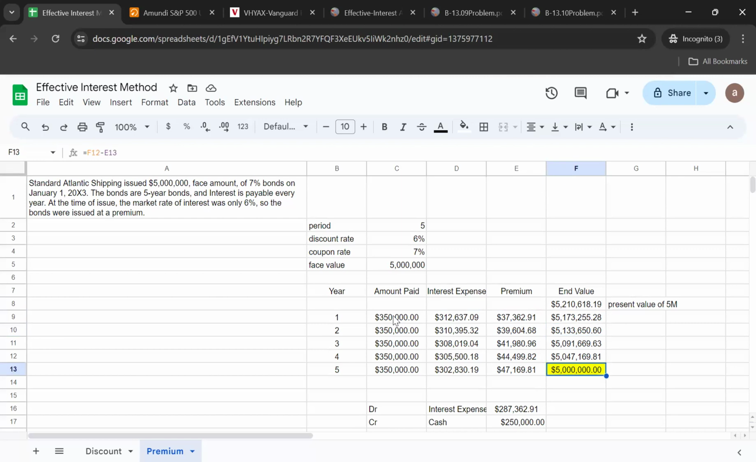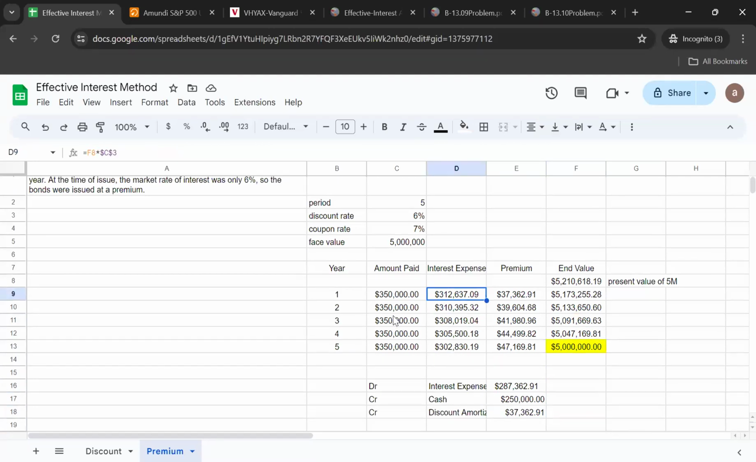All right. So at the year end, at the maturity date, the company will still pay 5 million. It's not going to pay more. It's just that it's worth more today, right? Because of the difference in interest rates, the difference in discount rate and the coupon rate. Now here the interest expense is this much, 312 something. You'll take this number here. That's my interest expense. Then debit premium. So we will copy this here as premium amortization, right? And that number is 37 something.